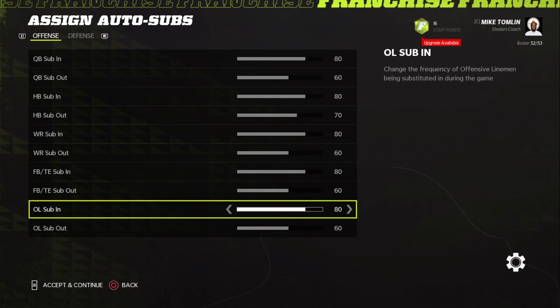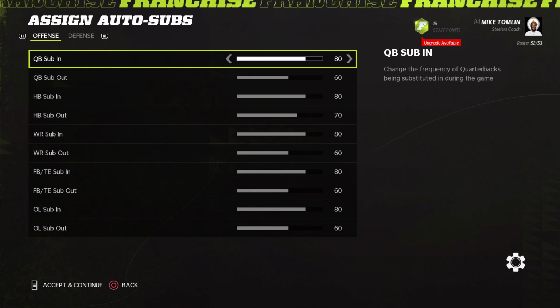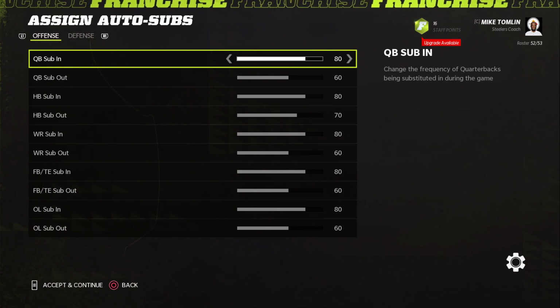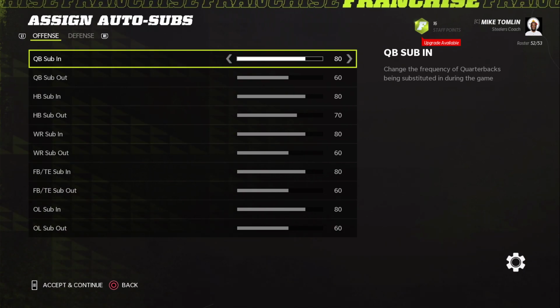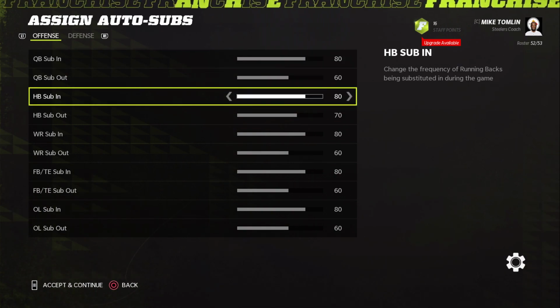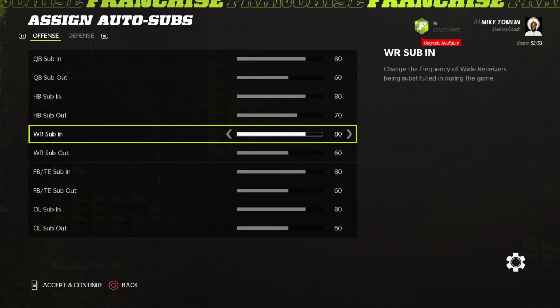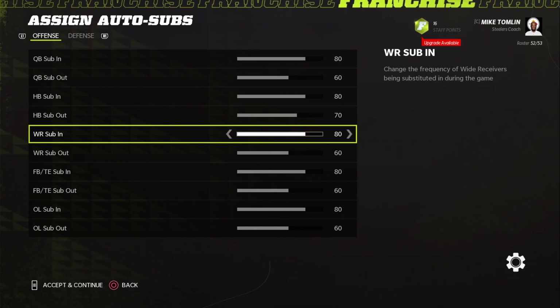If you are somebody that is struggling to get your backups rotating into a game, as always, it is hyper important for you guys to increase your auto subs and make sure that you have these set at an appropriate level. Tinker with them, and get them to a point where you are comfortable with your players subbing in and out.